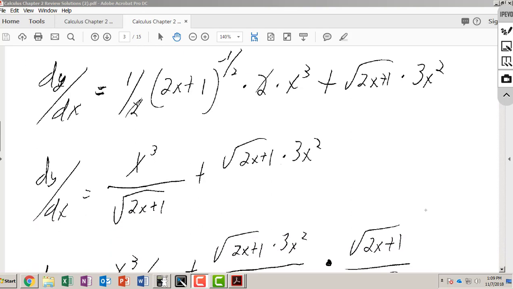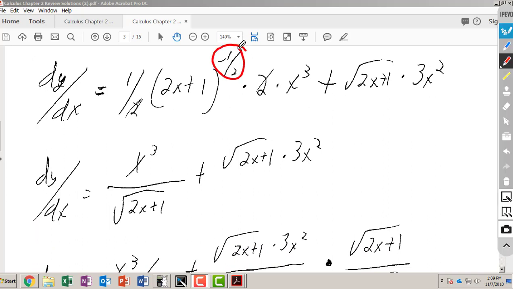I just need to remember that anytime I have a negative power, so here's a negative 1/2, that's going to put it in the denominator. And then I change that back to the square root. So now I've got x cubed all over the square root of 2x plus 1 plus the square root of 2x plus 1 times 3x squared.